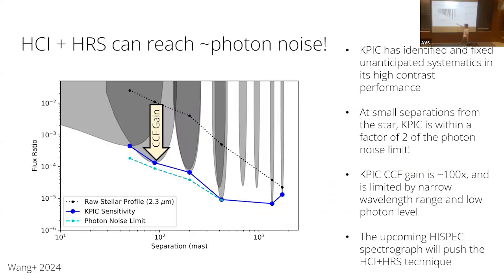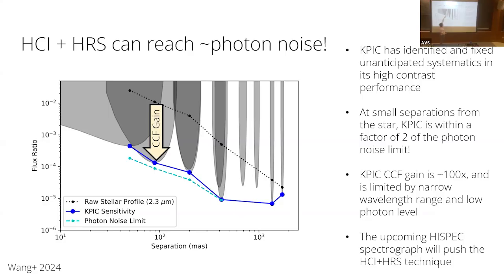So this is our KPIC sensitivity curve. Again, on the y-axis is the planet to star flux ratio. It's a lot less extreme. There are no 10 to the minus 8s or 10 to the minus 9s. We're talking 10 to the minus 2, 10 to the minus 5 here. What you see here in this black dashed line is how bright the glare of the star is. This is how much residual light of the star leaks into our spectrograph. And what you can see here in blue is the sensitivity curve of KPIC.